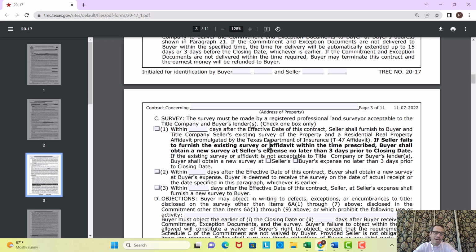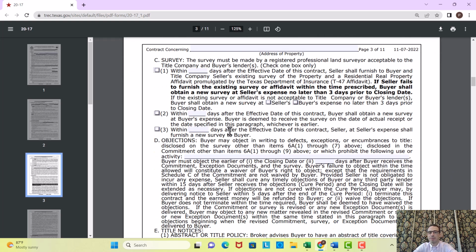I generally think the fewer affidavits my clients are signing, the better. If I represent the buyer, I like the buyer to get a new survey, but I get that surveys cost money, and some people want to use the existing survey that the seller has. If you don't do that, then you can specify whether the buyer or the seller gets a new survey, or however that works.